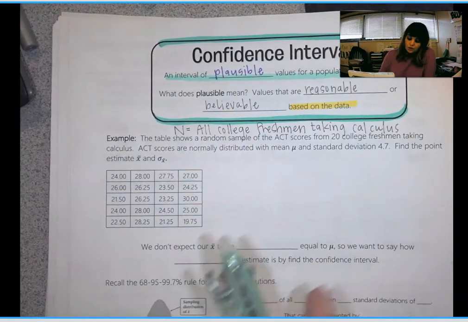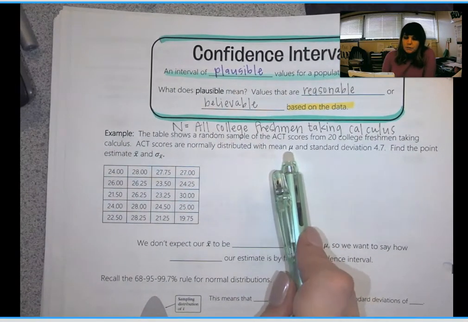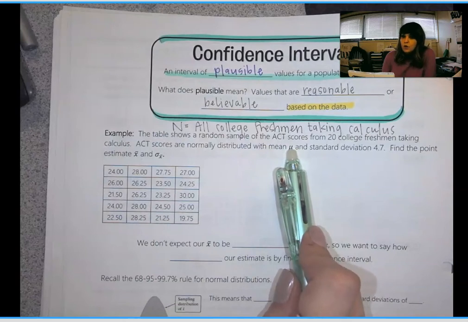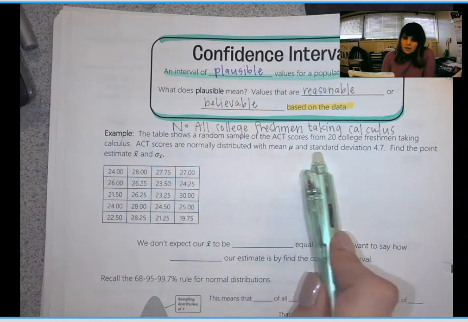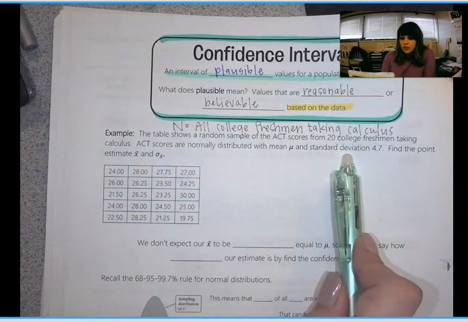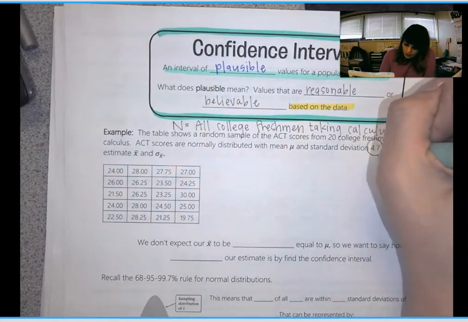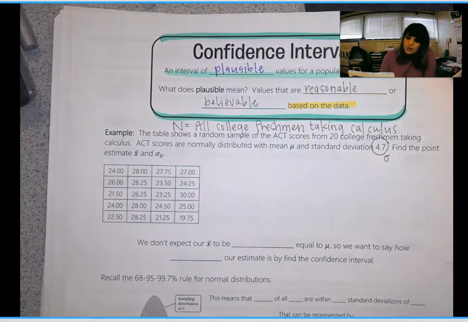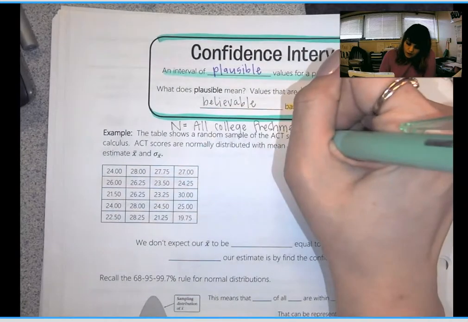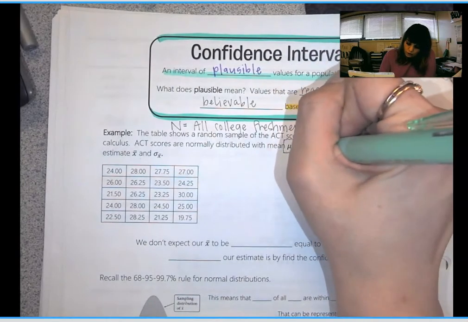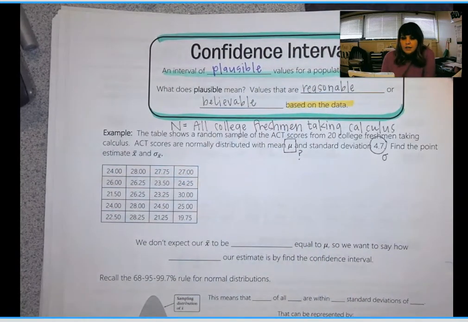ACT scores are normally distributed with a mean mu. We don't know mu because that's what we're trying to estimate. But we know the standard deviation, which is 4.7. So we know true sigma. We do not know true mu. True mu is what we're trying to estimate.